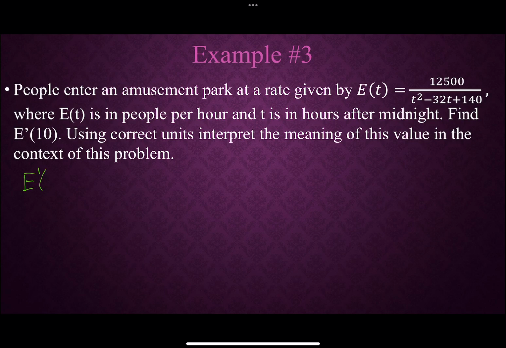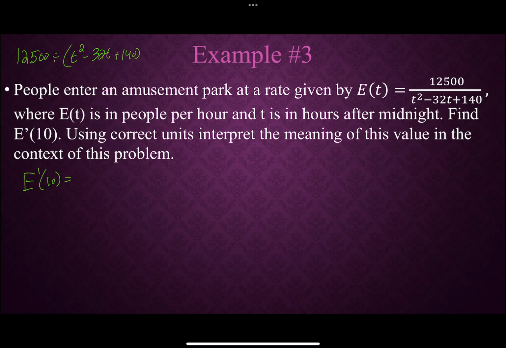So when you do n-deriv, you're doing your second math. You're just pressing math, selecting the 8th option, typing this in. Be careful, if you can use your alpha y equals to do your fraction, like it's right now, great. Otherwise, as always, make sure you're properly dividing. So you do 12,500 divided by parentheses, t squared minus 32t plus 140.